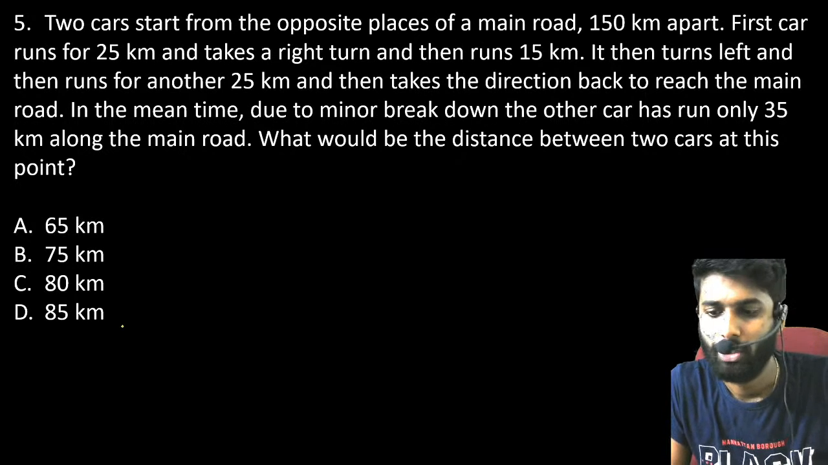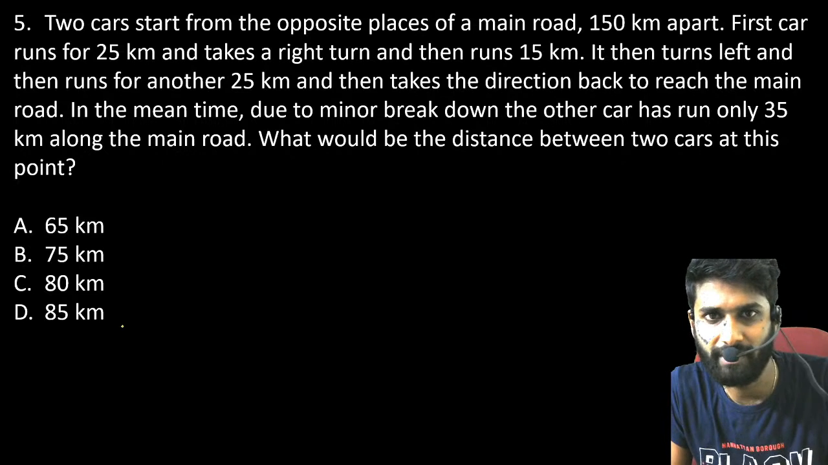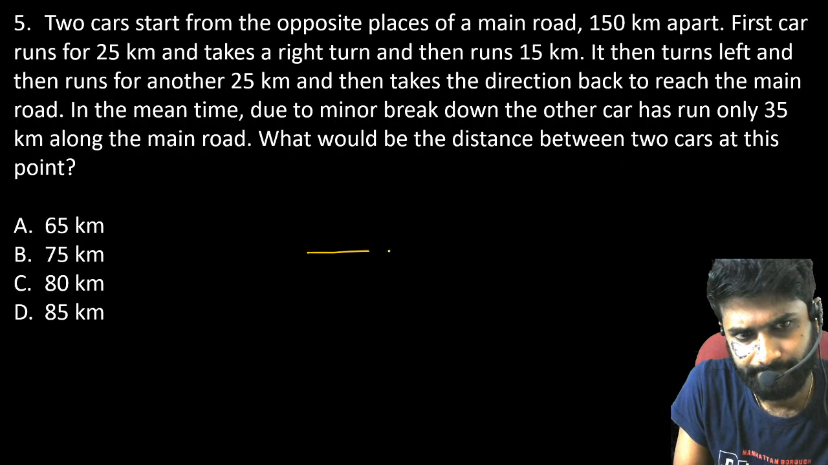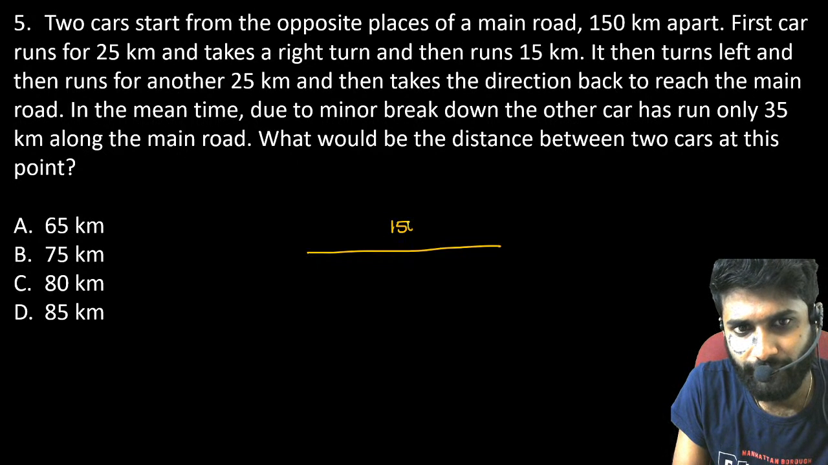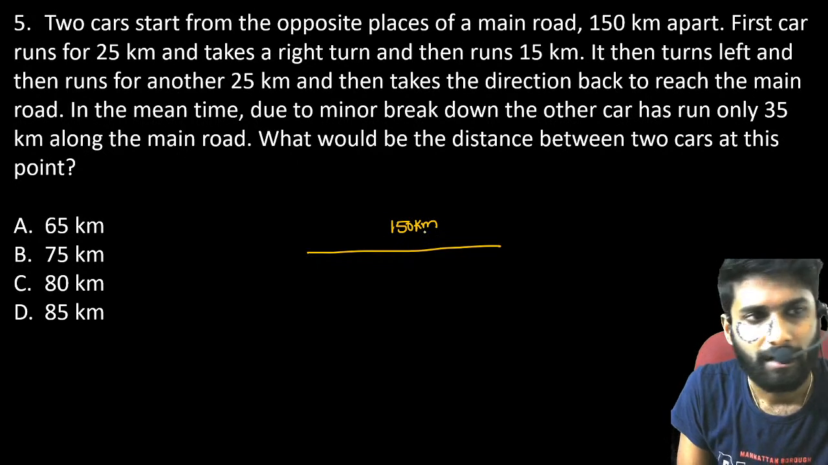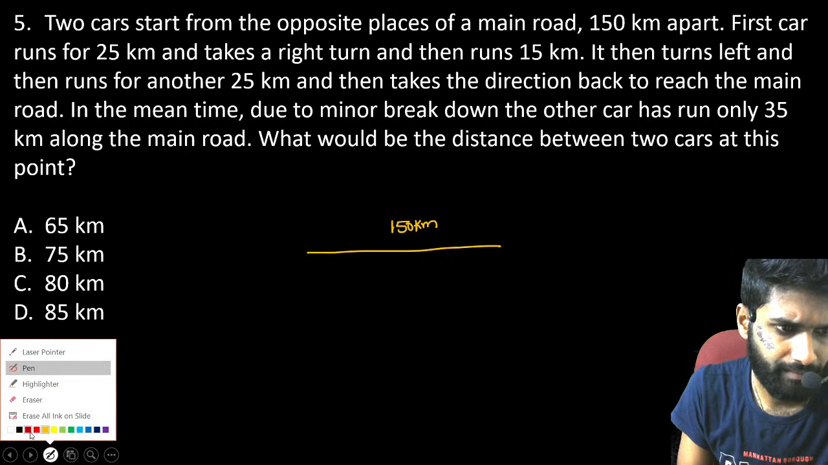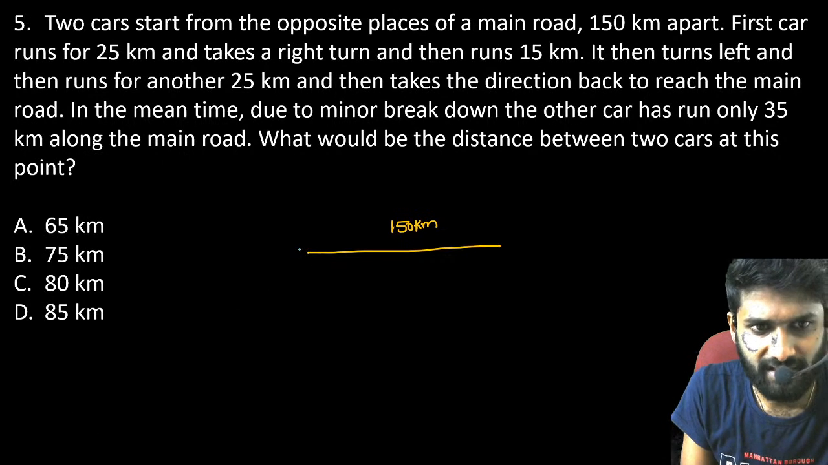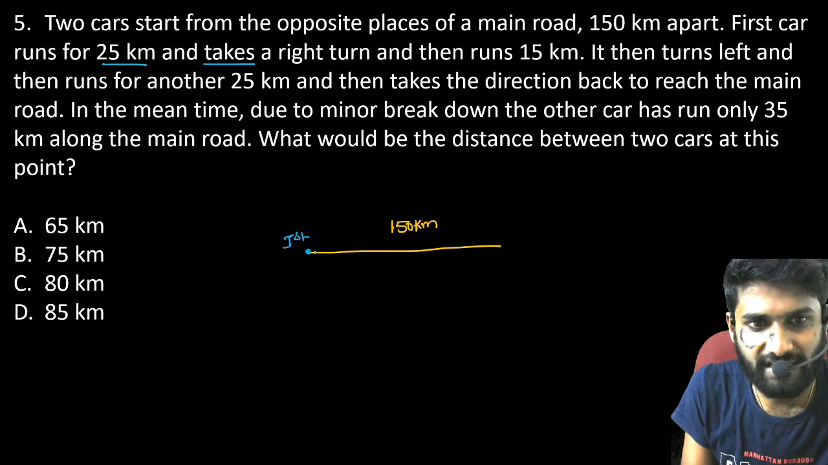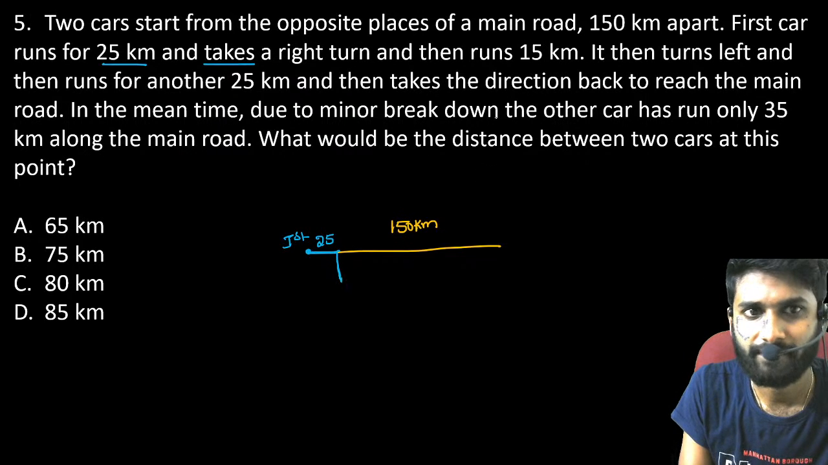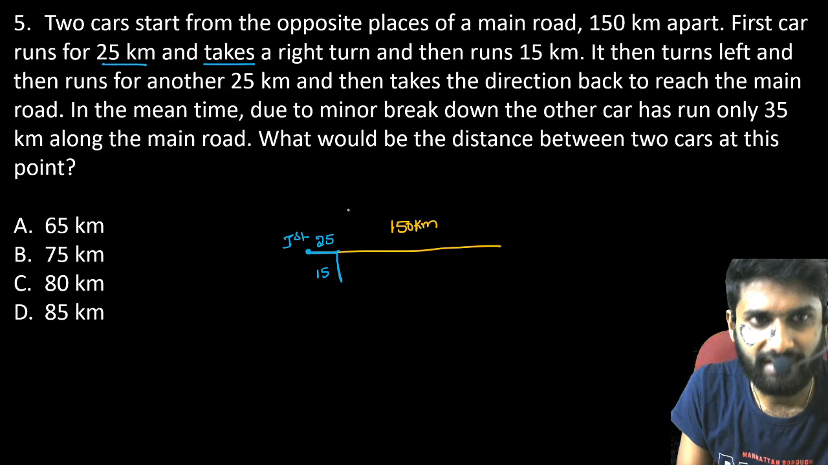Next one, see. Two cars start from opposite places of a main road. There is a road. The distance between these two places is 150 kilometers. Now the first car, you can take it in any direction, no problem. This is the first car. First of all, the first car traveled 25 kilometers. Then he took a right turn, so he was traveling towards south and traveled 15 kilometers.